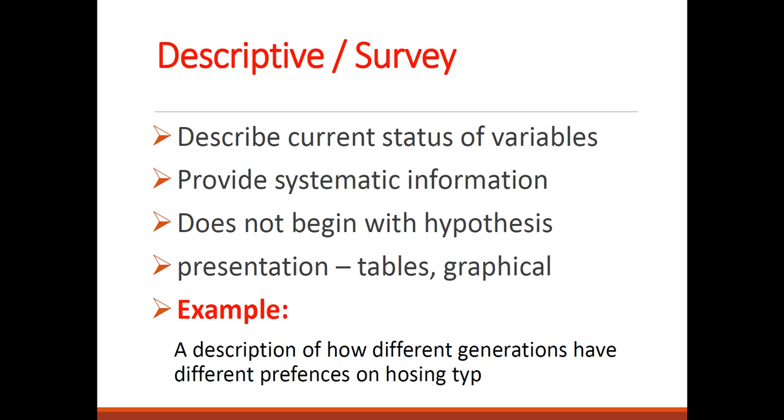And then you can see the pattern. That is all for descriptive. For example, a description of how different generations have different preferences on housing type. So you just describe, but you don't have any extra information about that. Okay, go for the correlation. Next slide.